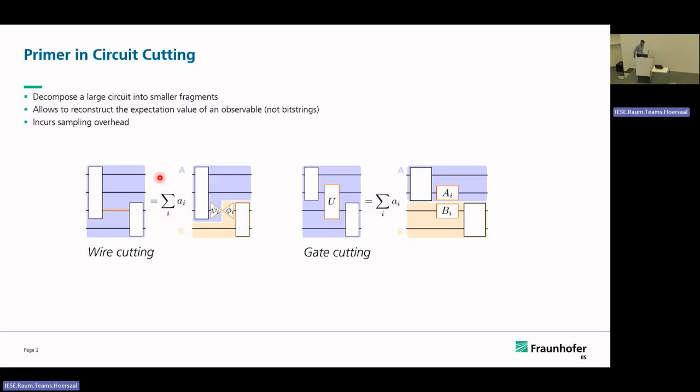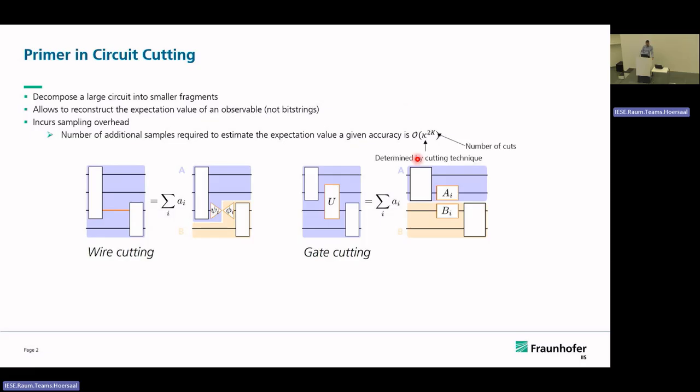The price you have to pay for having smaller quantum circuits is a sampling overhead. That is simply the number of additional samples required to estimate the expectation value to a given accuracy. In fact, that sampling overhead is kappa to the power of 2k, where kappa is a constant that is, in our case, 3 or 4, depending on the cutting technique, and k is simply the number of cuts. The important point here is that the overhead, the price you have to pay, is exponential in the number of cuts.